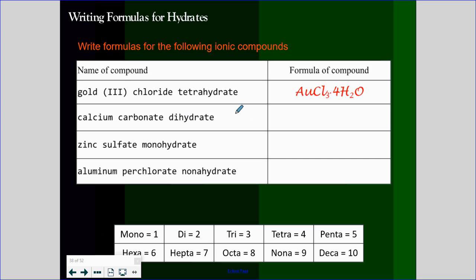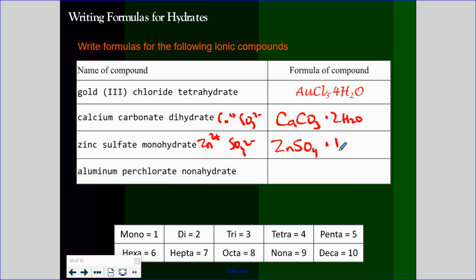Example or two, calcium carbonate dihydrate. Calcium is 2 plus, carbonate 2 minus. Okay, so that's a 1-to-1 ratio. Calcium carbonate dot 2 waters. Zinc sulfate monohydrate. Zinc is one of our monovalents. That's kind of weird. It's 2 plus. And then sulfate, SO4, 2 minus. So again, 1-to-1 ratio. Zinc sulfate monohydrate. I don't need to write the 1 for mono.